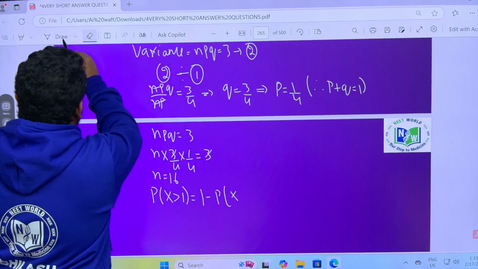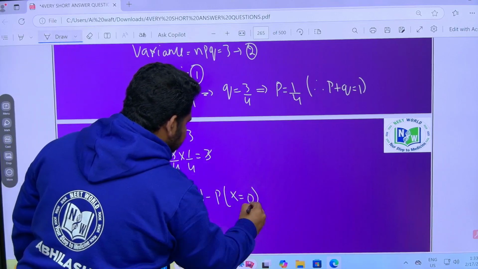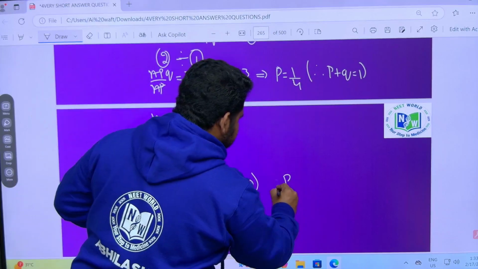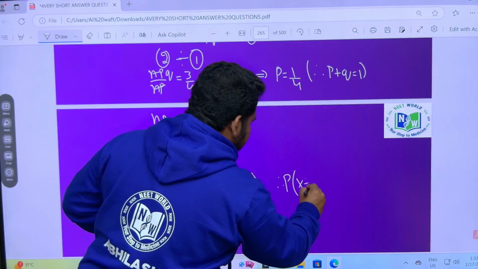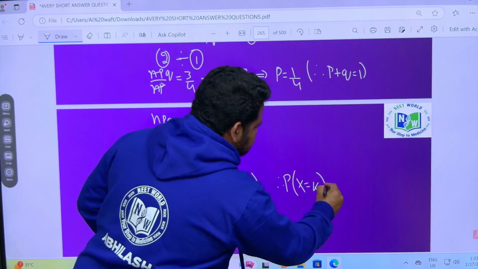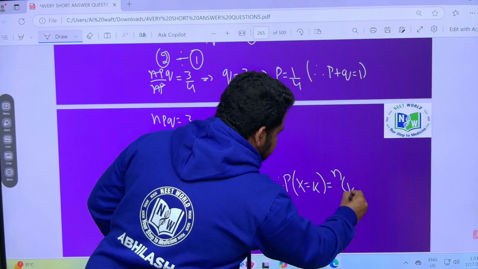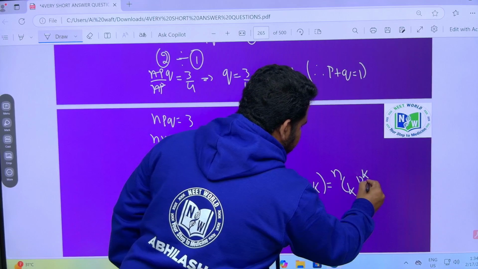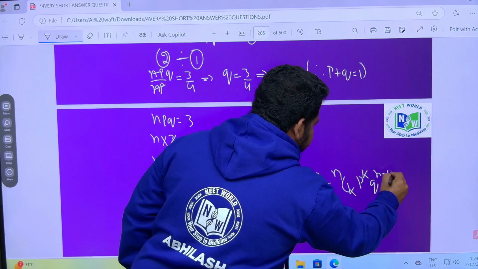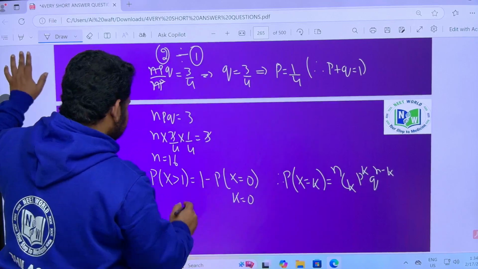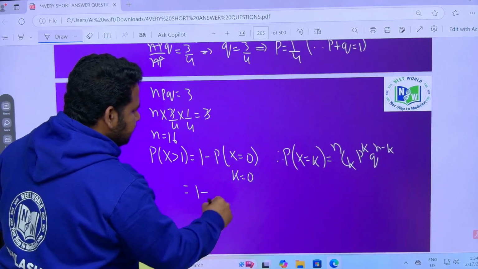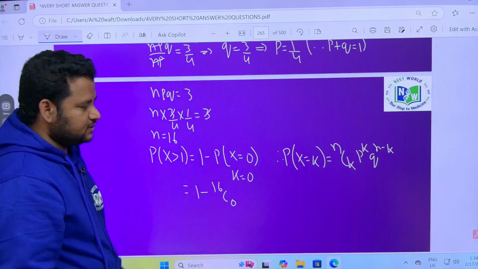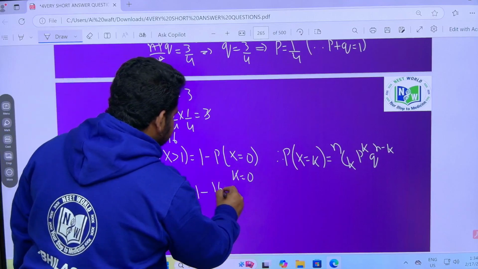We have to find out P of x equal to 0. That means k is equal to 0. We have the formula of P of x equal to k. What is the formula? I am writing it every time because you have to write it, because it carries marks. NCK into P to the power of k into Q to the power of N minus k. So this will be equal to 1 minus, N we got as 16, C 0, k is 0.